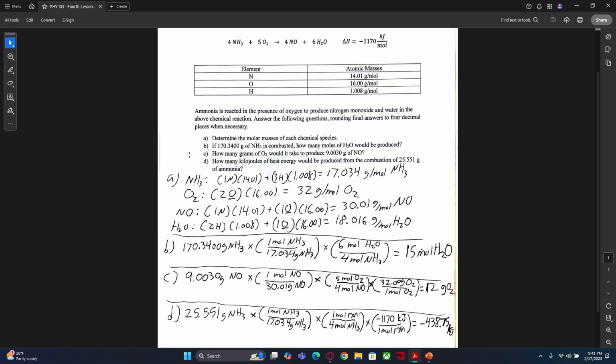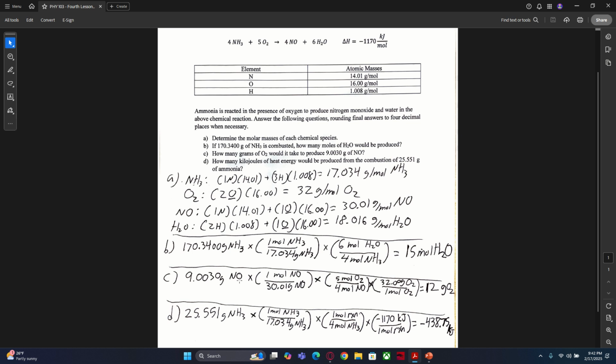Question C asks how many grams of molecular oxygen would it take to produce 9.03 grams of nitrogen monoxide? So in other words, how many grams of O2 is necessary to make this amount of nitrogen monoxide according to this balanced chemical equation? All right, well, first things first, start with what we know.